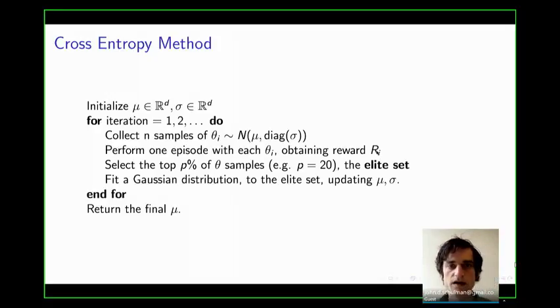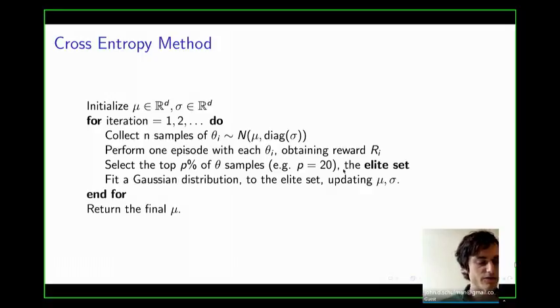Then after we've done these n episodes, we take the top p%, where p is a hyperparameter of this algorithm. We take the top p%, like the top 20%, which now we fit a new Gaussian distribution to the elite set and update mu and sigma. So fitting it, that just means usually we do maximum likelihood on that elite set.